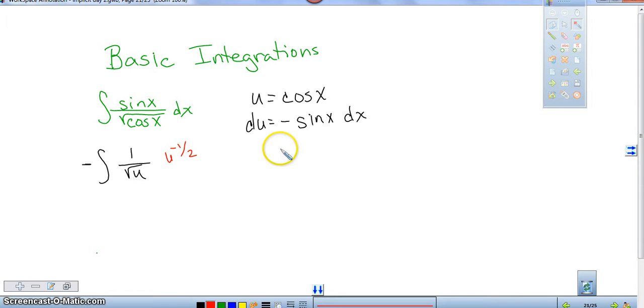So when I integrate that, I'm going to get u to the positive 1/2 times 2, and it's going to be negative because of the negative in front. So I get negative 2 times the square root of the cosine of x plus c.